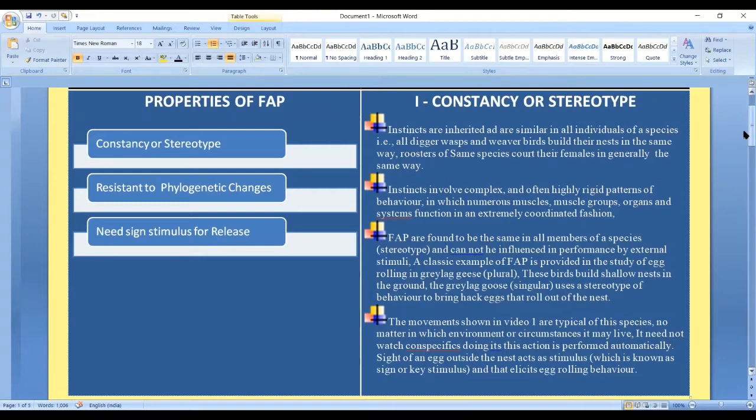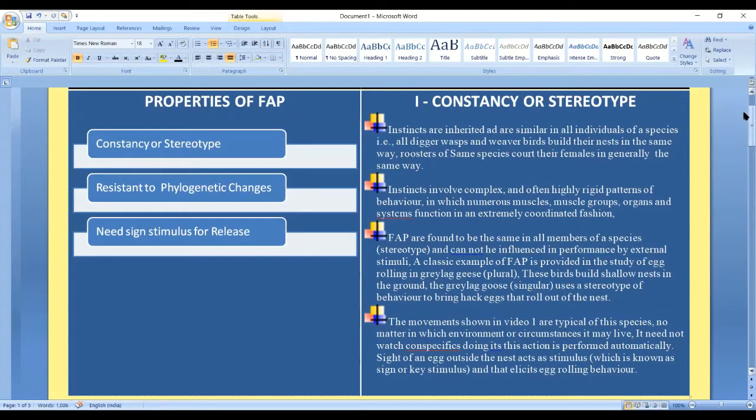No matter in which environment or circumstances it may live, it need not watch conspecifics doing this action. This is performed automatically. The sight of an egg outside the nest acts as a stimulus, which is known as the sign or the key stimulus, which is the third property of FAP, which we will read later, and that elicits egg rolling behavior. So the first property is the constancy or stereotype.